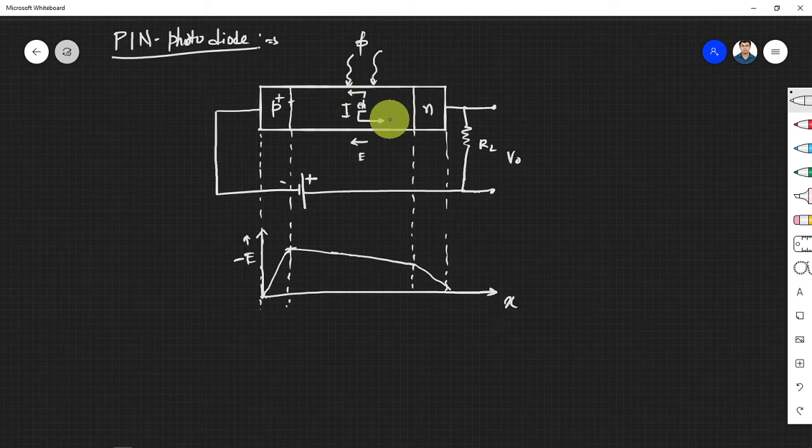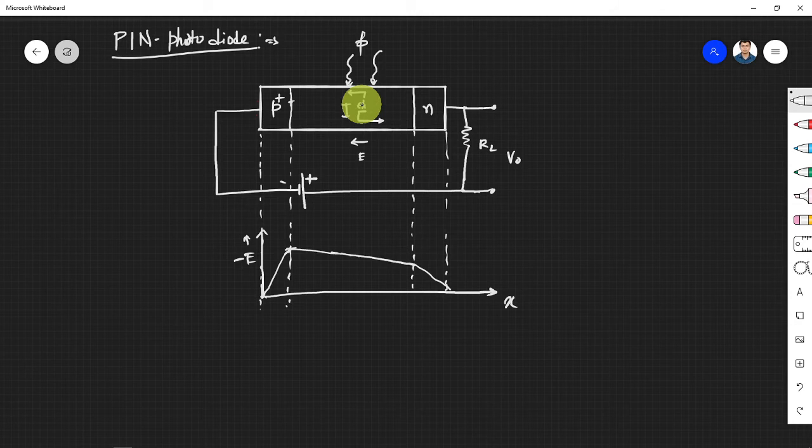But the problem persists here, like we don't have a gain, right? Each photon at maximum will give one electron and hole pair. We cannot get more than one, right? It will be less, in fact. Not all photons will generate electron and hole pairs, and even if they generate, not all of them will contribute. Some of them will recombine within this region itself.